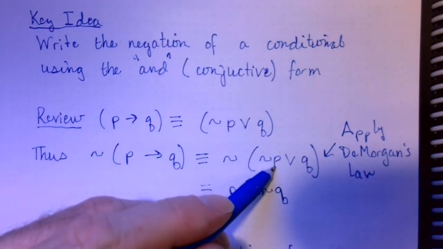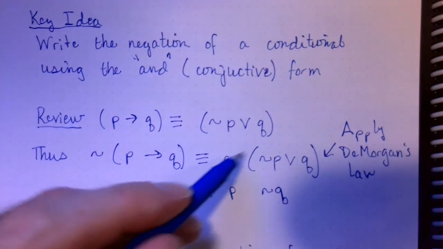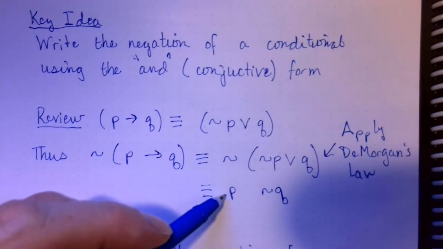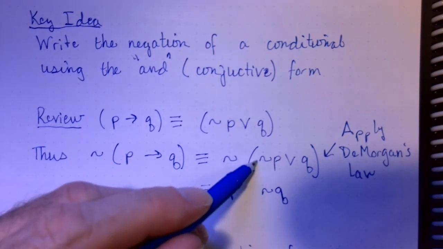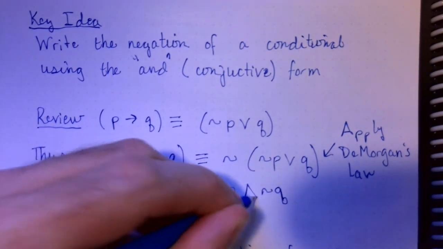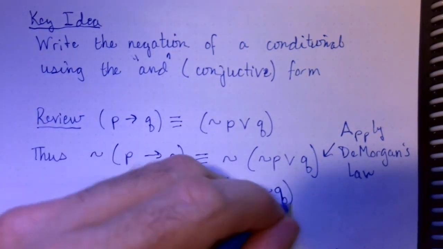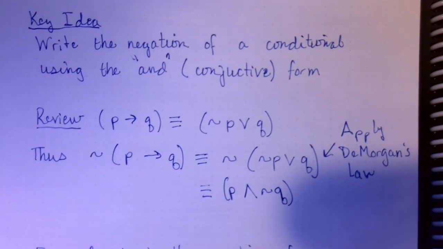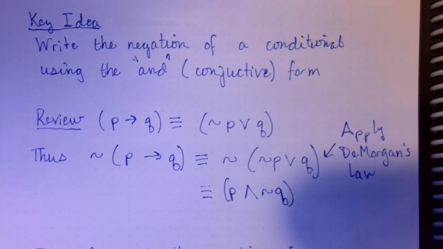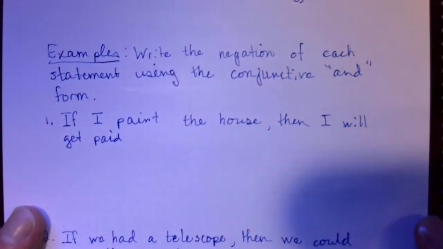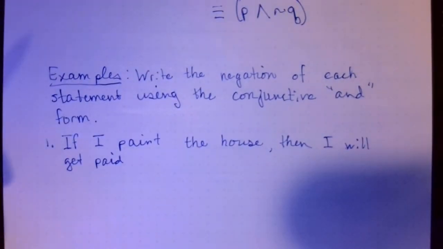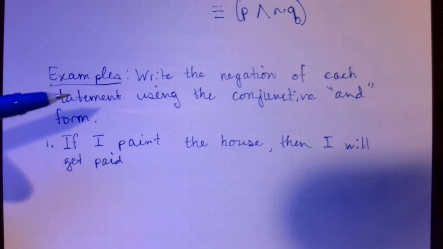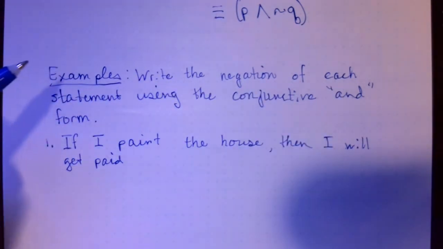Alright, now not P already had a negation, so if I negate a negation, I'm back to what I started with, just P by itself. I negate each piece and I change to and. Okay, so this is the equivalent conjunctive form for the negation of a conditional statement. Let's look at some examples right here. Write the negation of each statement using the conjunctive and form.